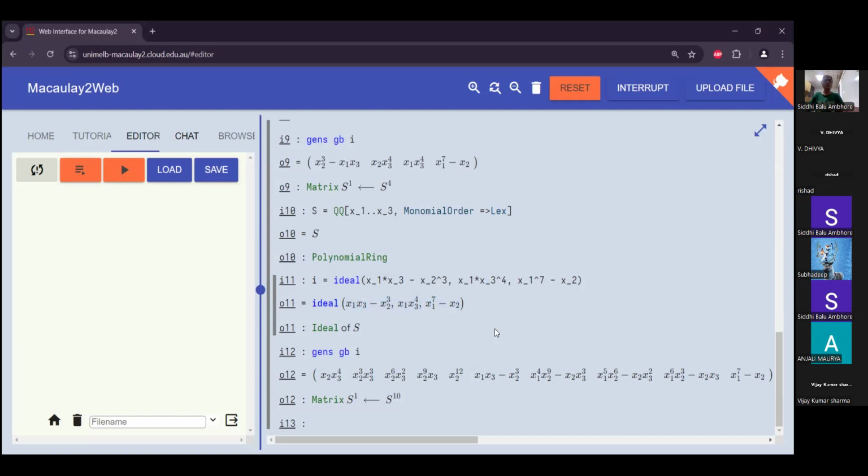I'm not sure at this moment, but the reduced Gröbner basis has unique cardinality, doesn't matter from where you start. But a general Gröbner basis need not, because I could have added a few more terms here and then tried to find a Gröbner basis. The outcome would have been different. Okay. Thank you.